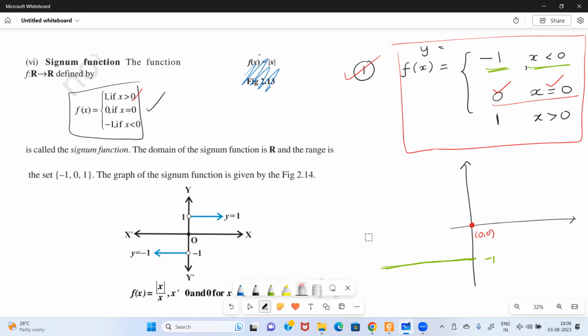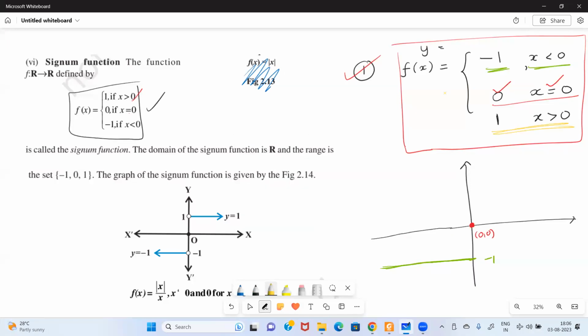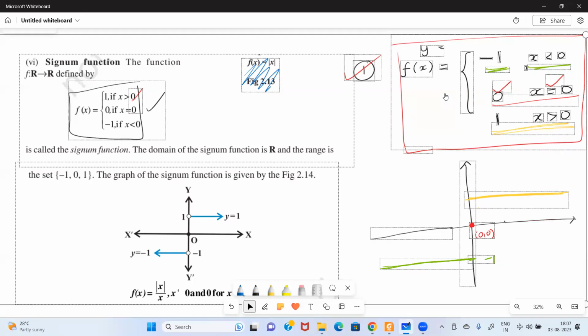Okay. Now tell me what happens. Third one now. If x is greater than 0, what is y? 1. It doesn't matter whether x is 1, x is 2, x is 3, x is 0.5, x is 0.7, x is root 2. As long as x is greater than 0, y value is fixed. What is y? 1, constant. So are you able to understand the graph now?